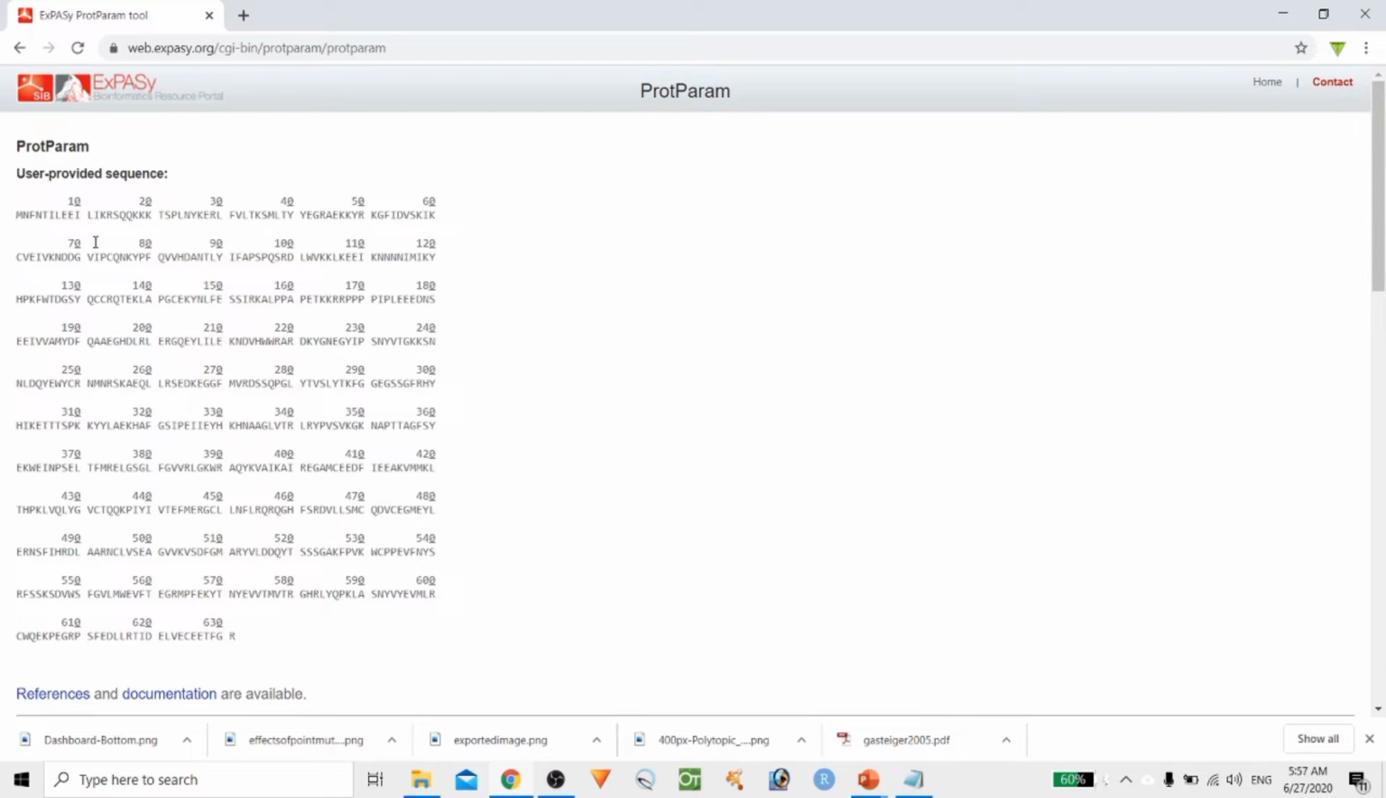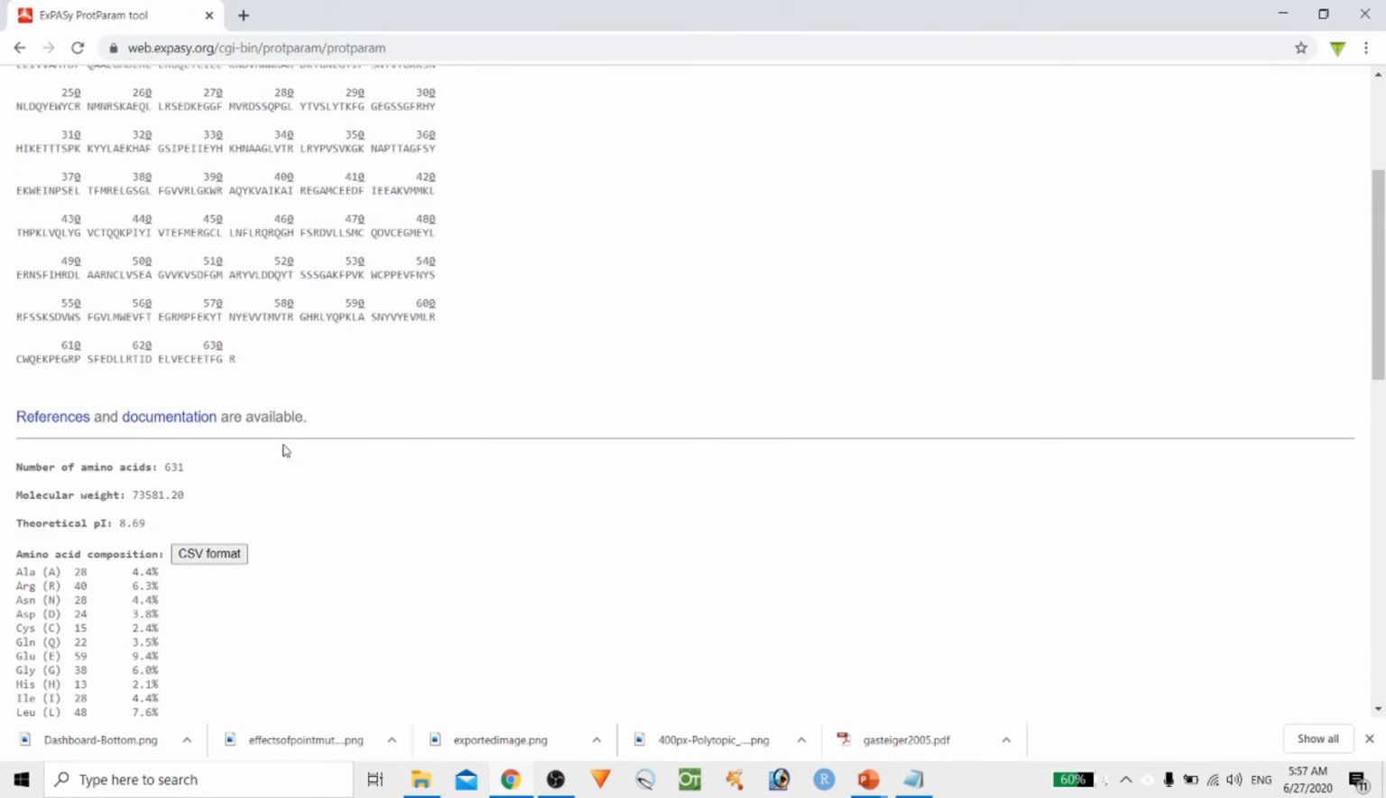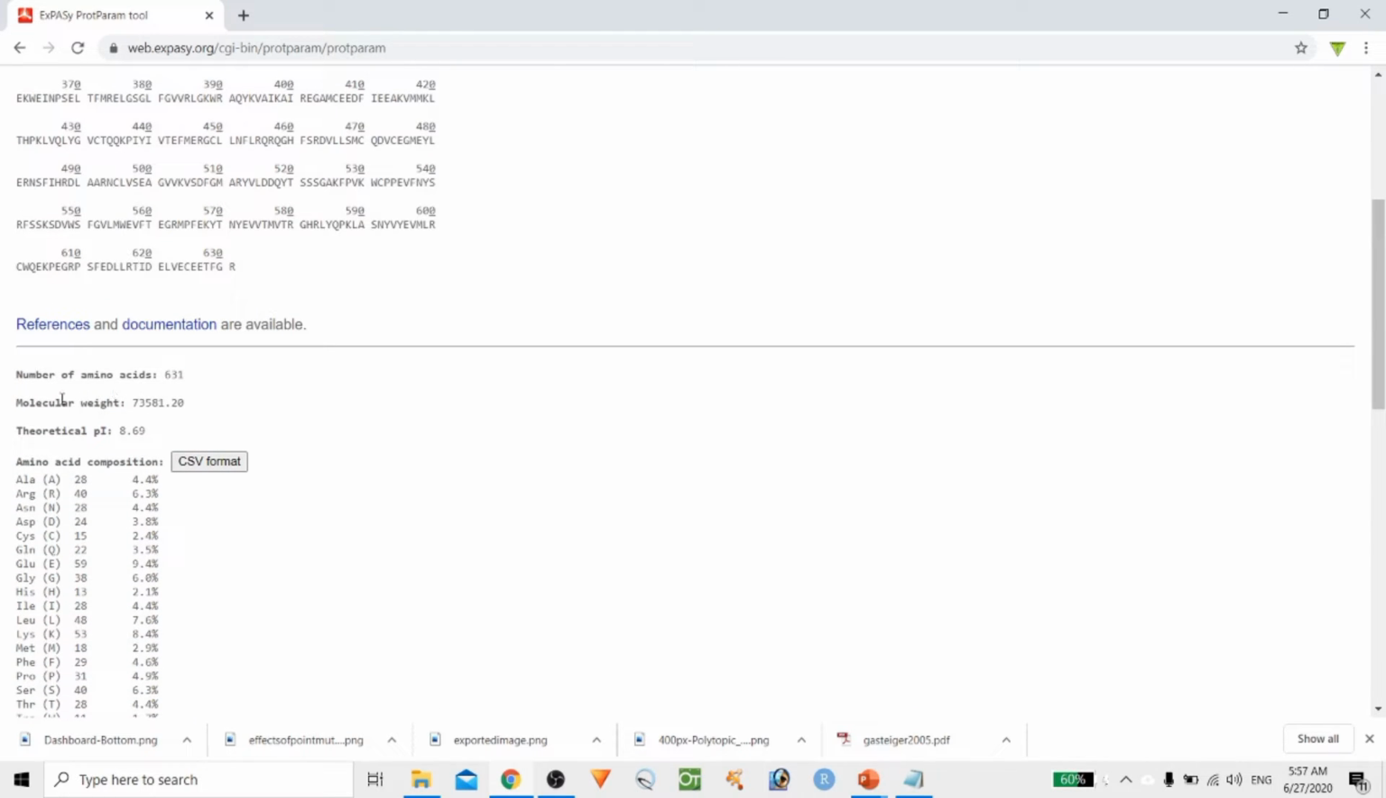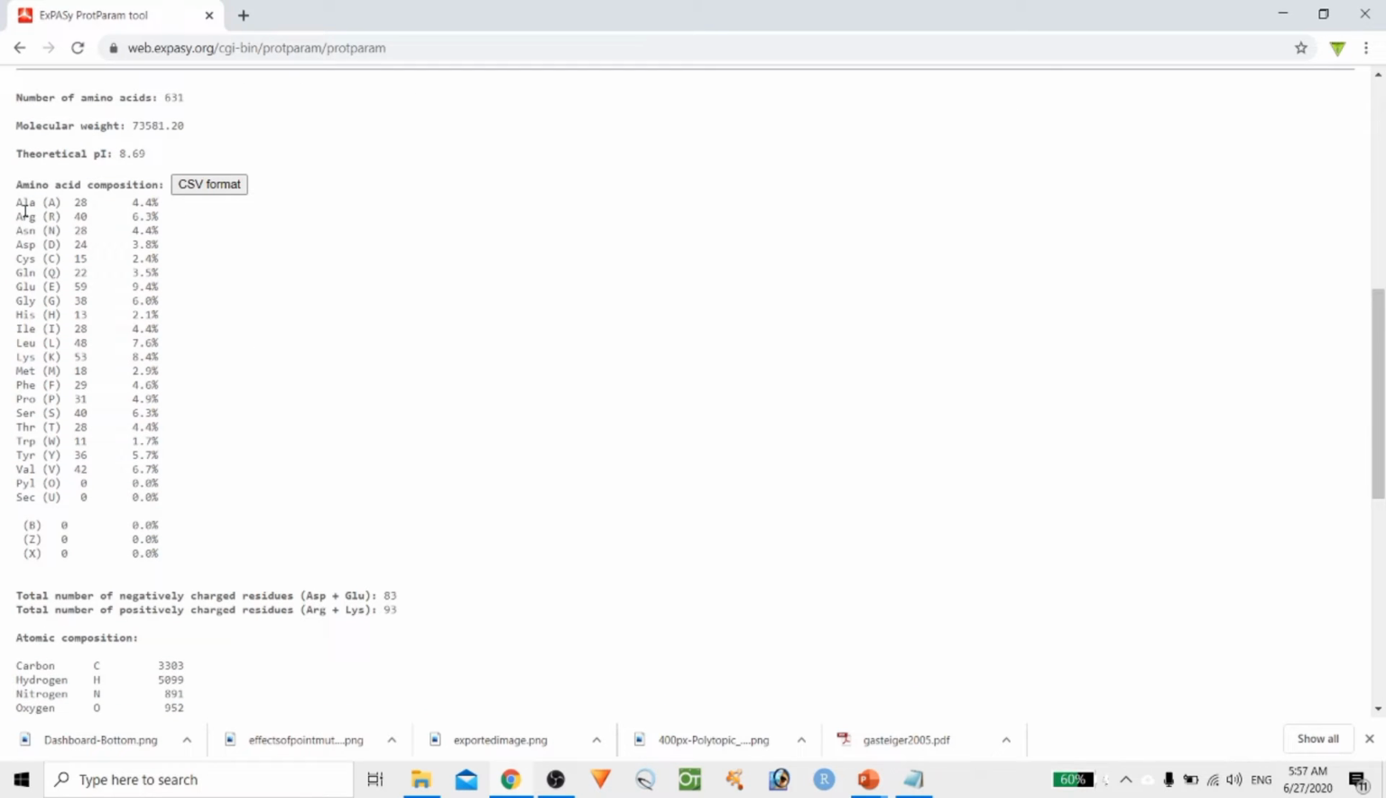In the first column it will give you exactly the information you provided. You can see we provided this sequence, and you're going to get the results here. It will show you the total number of amino acids. You can see we have 631 amino acids. Then the total molecular weight of your protein, and the theoretical isoelectric point, which is 8.69. You can also see the composition of each and every amino acid in the protein. Alanine has 28 residues, nearly 4.4% of the protein.